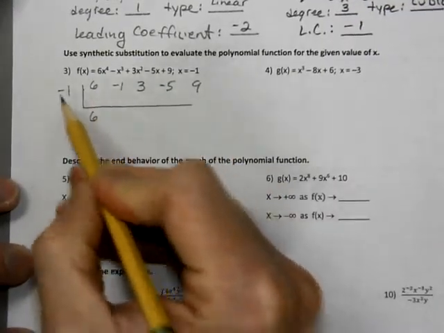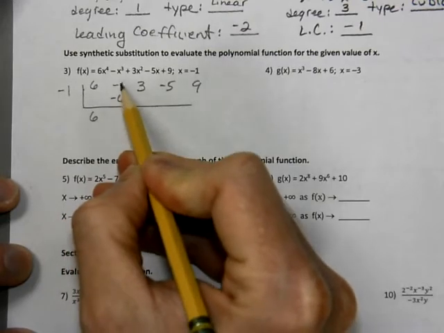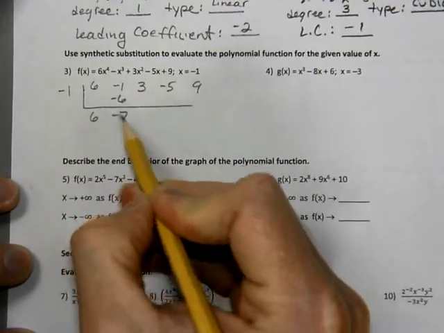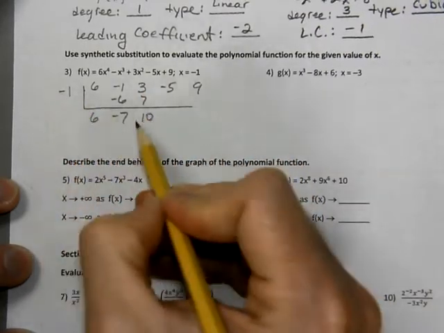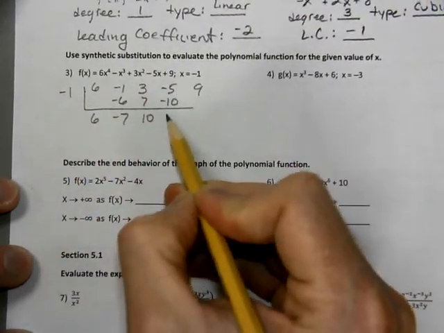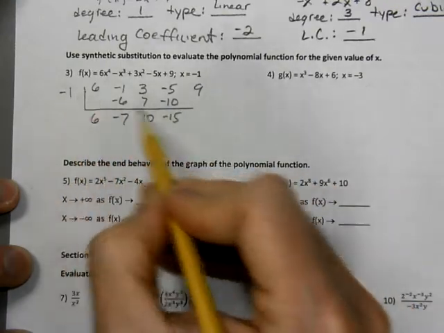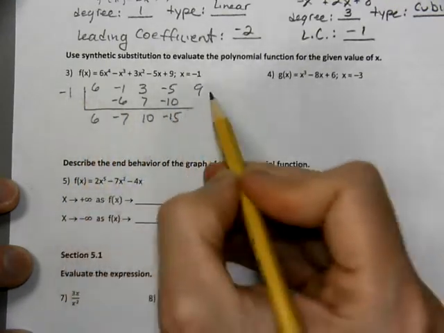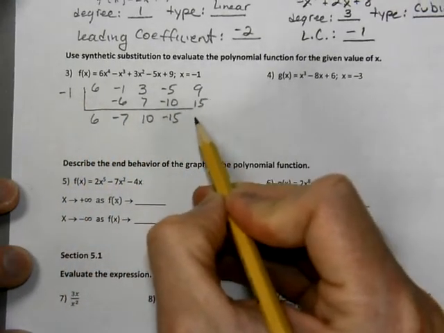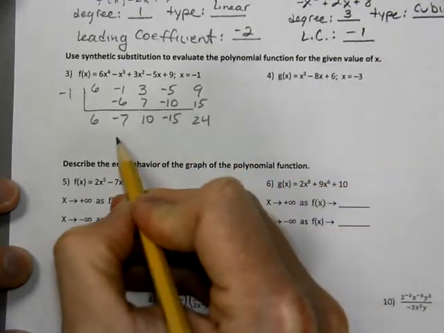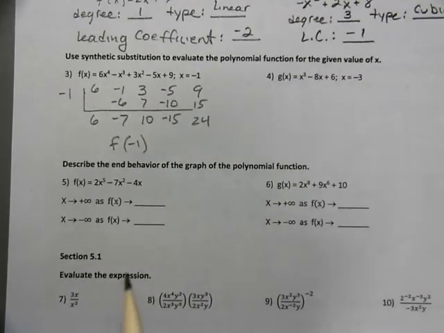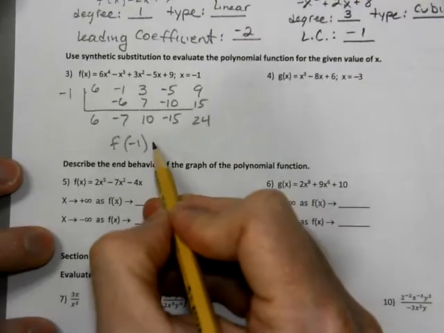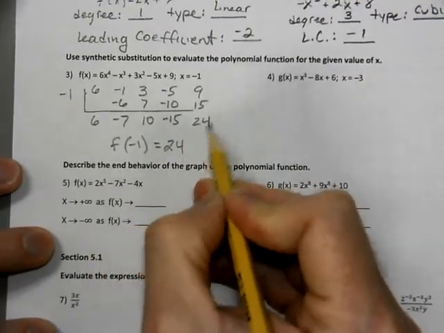We bring down the 6 and we multiply, add those together to get negative 7, and multiply, add them together, multiply, add those together and multiply. So when x is negative 1, we call that f of negative 1, it's going to be 24.